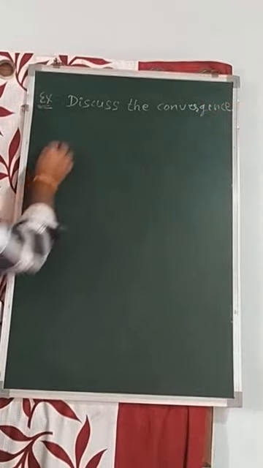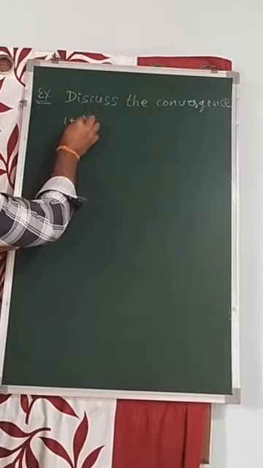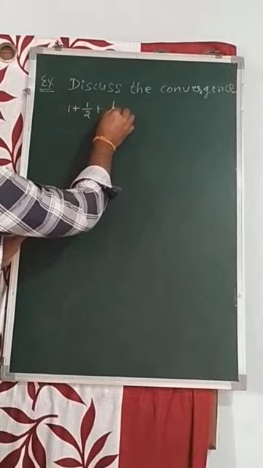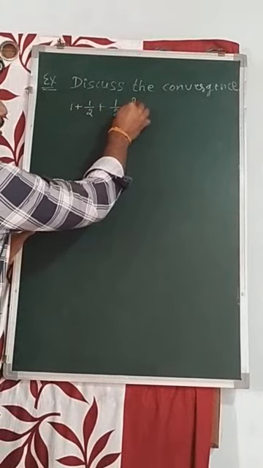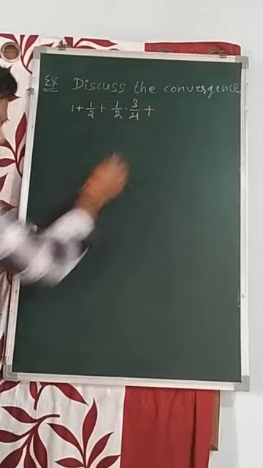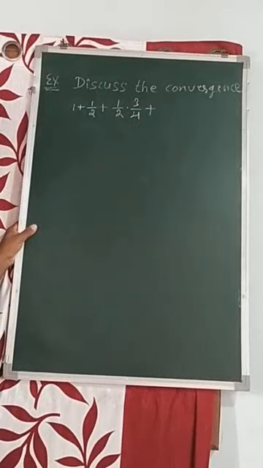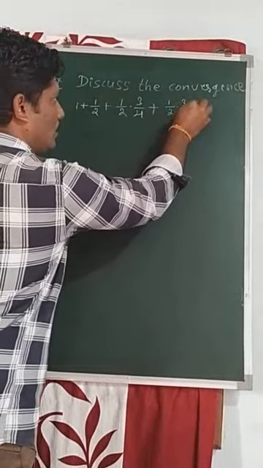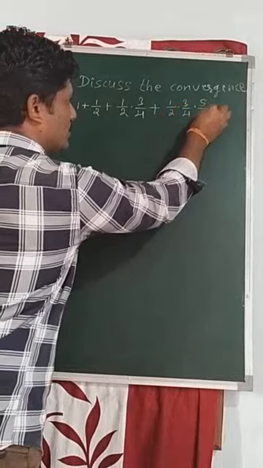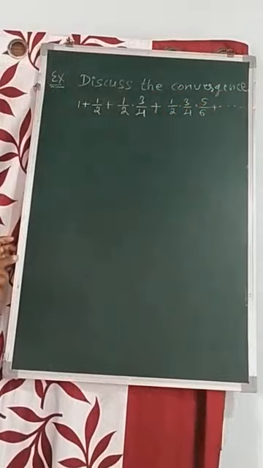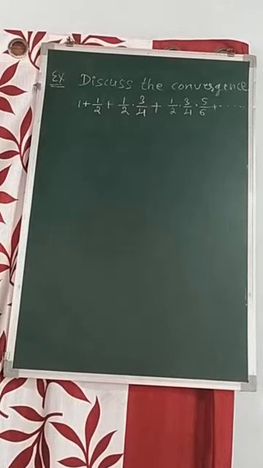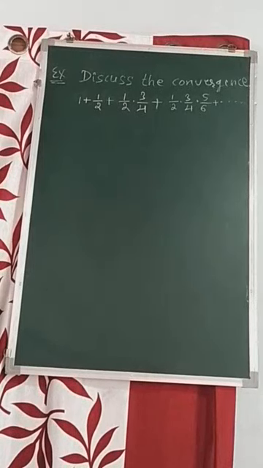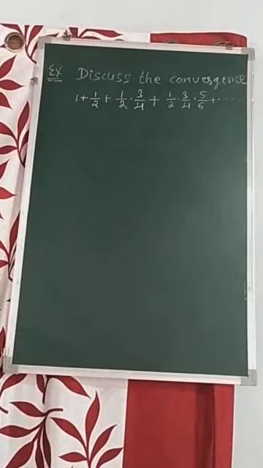First example: 1 plus 1 divided by 2 plus 1 by 2 into 3 divided by 4 plus 1 by 2 into 3 by 4 into 5 by 6 plus ... is the given series. Test or discuss the convergence. First we take un and un plus 1 term. First we take the un term.